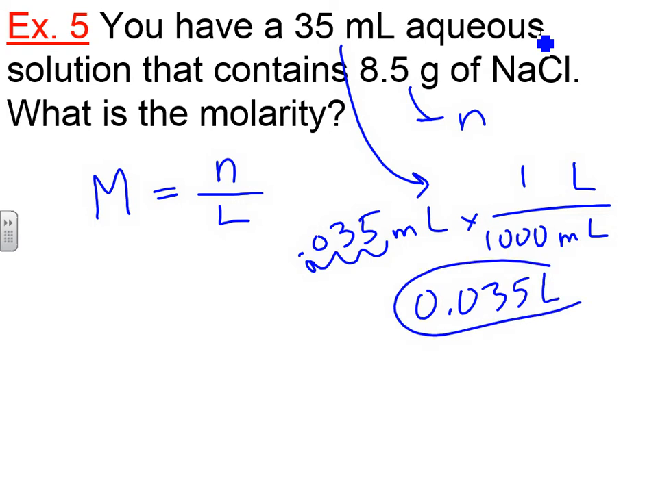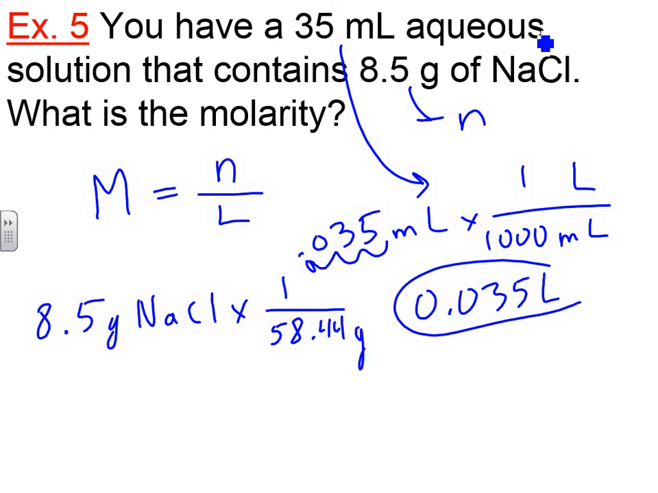Our moles then is going to be 8.5 grams of sodium chloride. And then somebody go ahead and get me the molar mass of sodium chloride. Okay, exactly right. 58.44 grams in 1 mole. So really what you're adding is 22.99 with 35.45. Exactly right. So we'll do 8.5 divided by 58.44, and you get yourself 0.1454 moles of your solute.